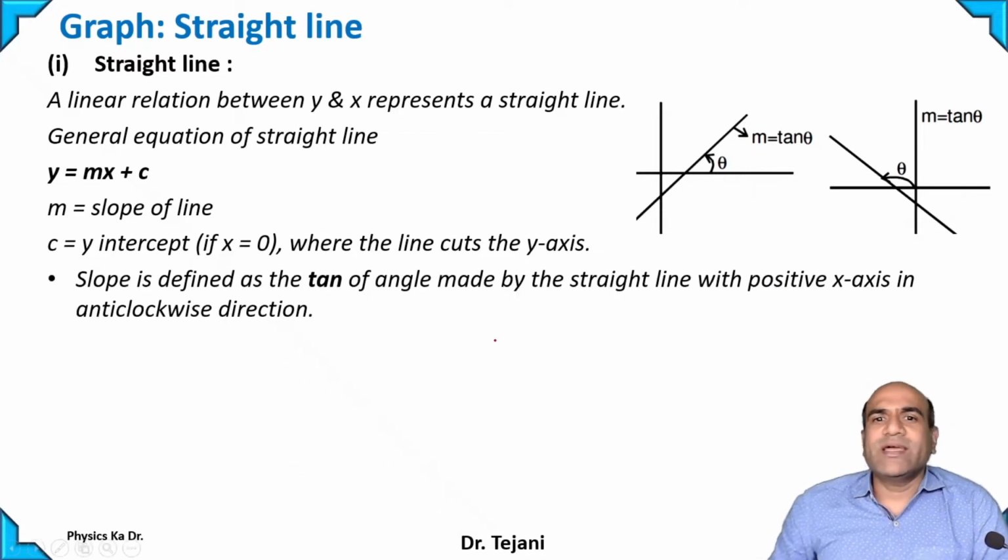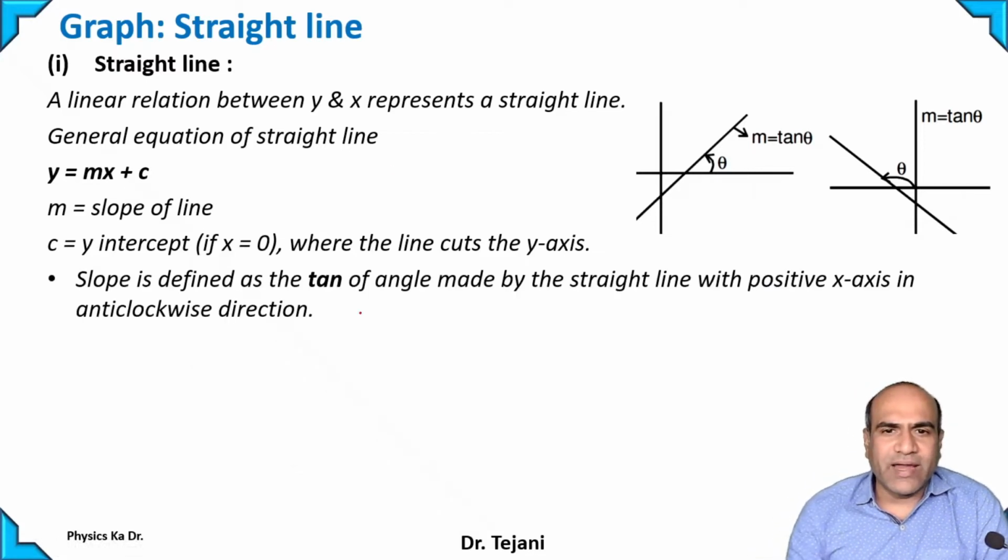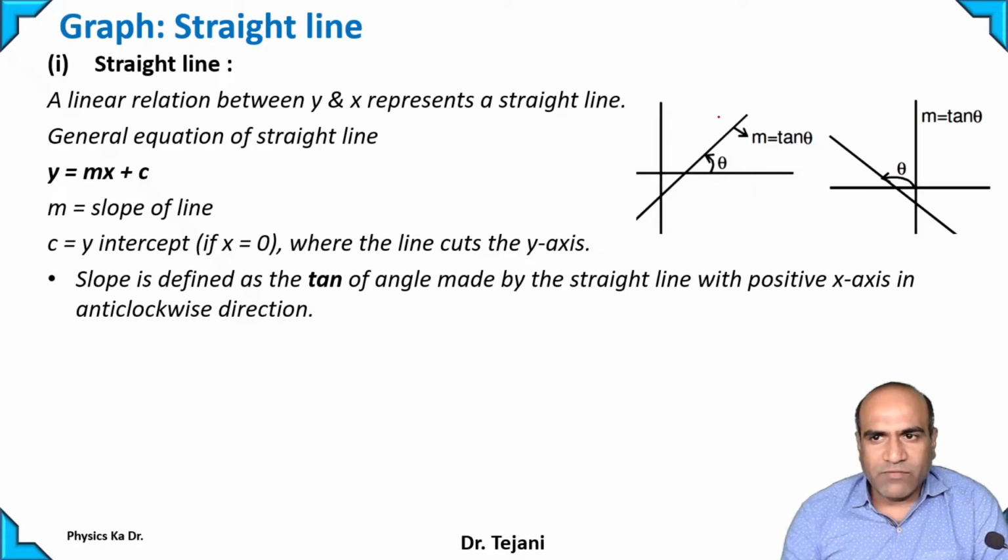So slope, we know that it is defined by tan of the angle made by the straight line with the positive x-axis in the anti-clockwise direction. If you want to represent this angle, it is with the x-axis, and it should be in the direction of anti-clockwise, or counterclockwise. So we have to move in this side, and this is the angle.